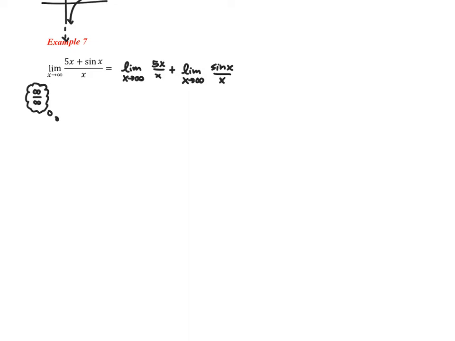Okay, now I'm going to evaluate each of these limits individually. So this would be the limit as x approaches infinity of 5 plus, now I'm going to work with the limit as x goes to infinity of sine x over x using the squeeze theorem. Okay, I know that this limit will equal 5, but I've got to do a little work to find the other. Well, I know that sine x is always between -1 and +1. So sine x over x should always be between -1 over x and +1 over x.